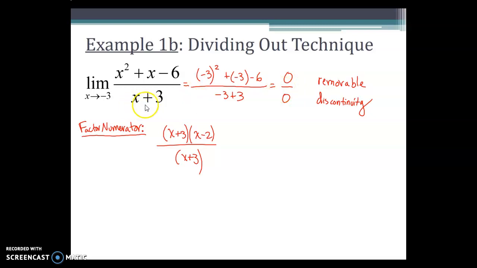Let's cheat a little bit. The x plus 3 is definitely the thing that needs to go away. It creates a 0 in the denominator. So perhaps you can use that to your advantage. X plus 3 is absolutely a factor of the numerator. So hopefully you're able to factor this numerator into x plus 3 times x minus 2.